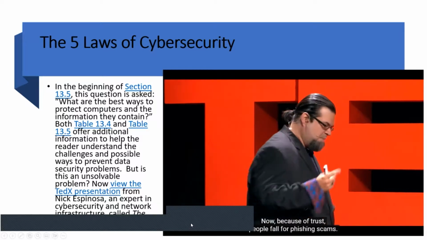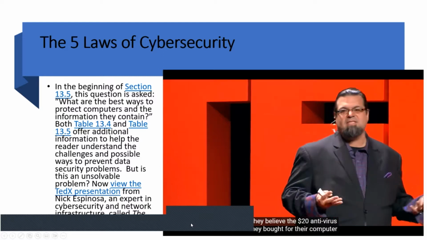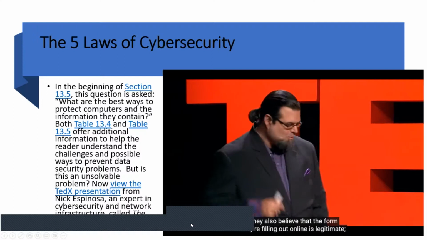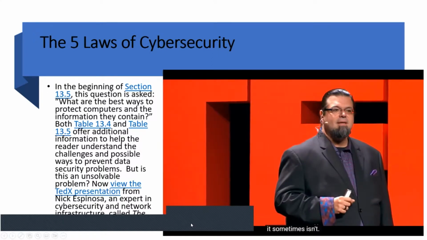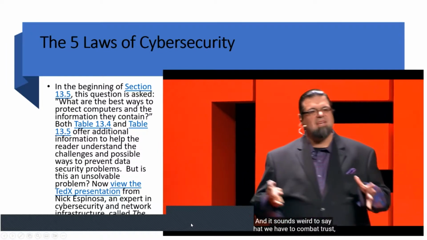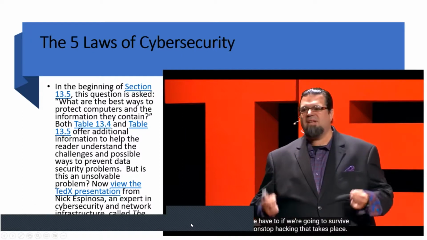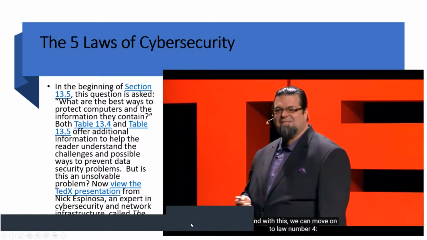Now, because of trust, people fall for phishing scams. They believe the $20 antivirus they bought for their computer will turn it into Fort Knox. It won't. They also believe that the form they're filling out online is legitimate. It sometimes isn't. And it sounds weird to say that we have to combat trust, but we have to if we're going to survive the nonstop hacking that takes place. And with this, we can move on to law number 4.